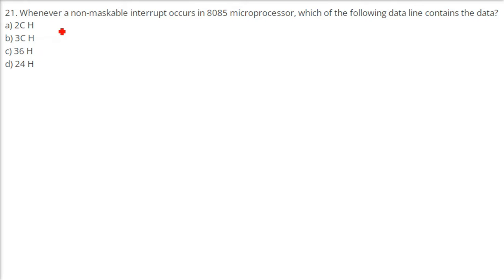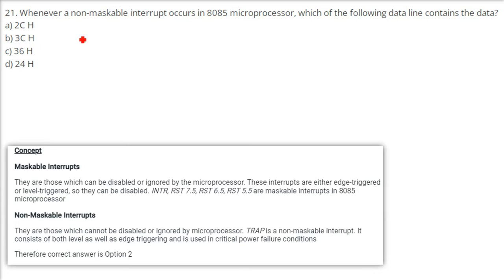Whenever a non-maskable interrupt occurs in 8085 microprocessor, which of the following data lines contains the data? Now, interrupts are of two types. First is maskable, second is non-maskable. Non-maskable means they cannot be disabled or ignored. The microprocessor has to cater to it, has to handle it. Trap is one of that kind. And maskable can be ignored, it can be delayed.